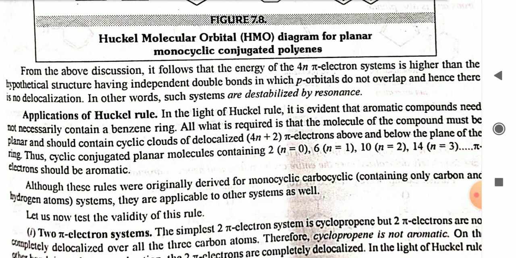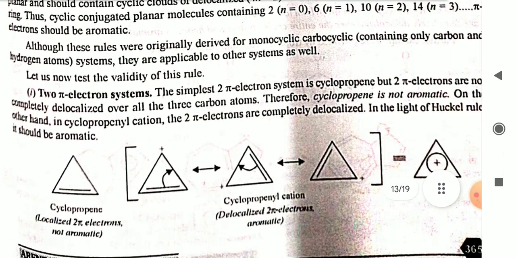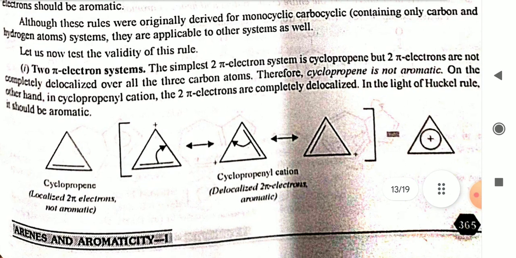Although these rules were originally derived from monocyclic carbocyclic systems containing only carbon and hydrogen atoms, they are applicable to other systems as well. Let us now test the validity of this rule. First, 2 pi electron systems. The simplest 2 pi electron system is cyclopropene, but the 2 pi electrons are not completely delocalized over all the 3 carbon atoms. Therefore, cyclopropene is not aromatic.